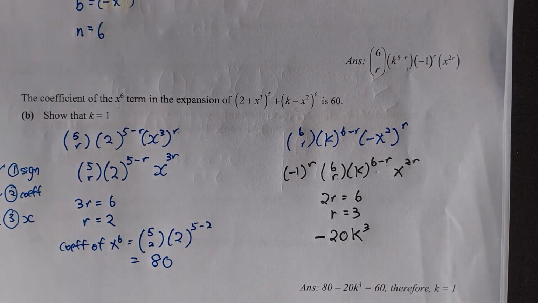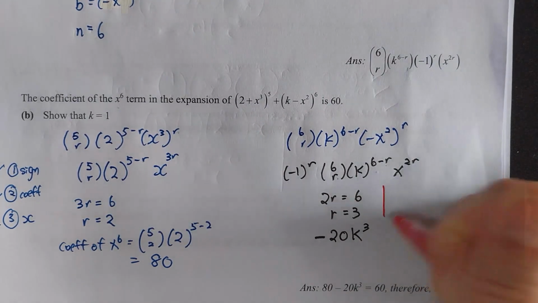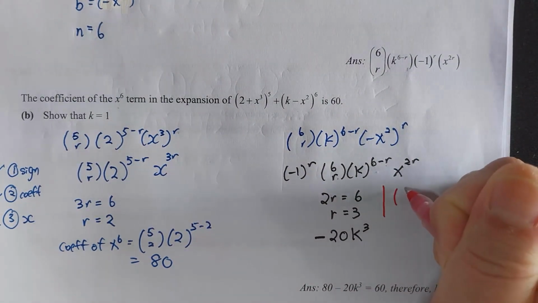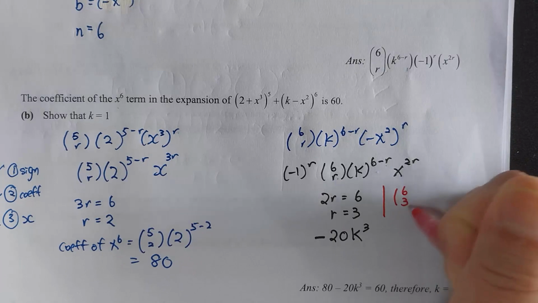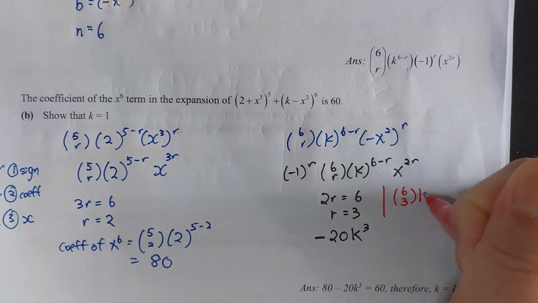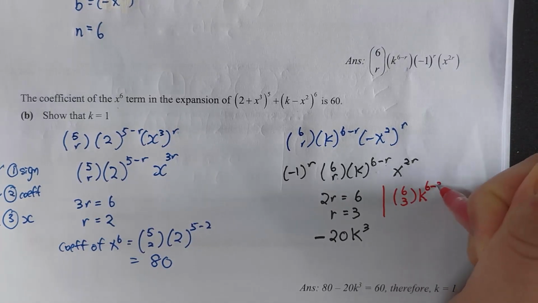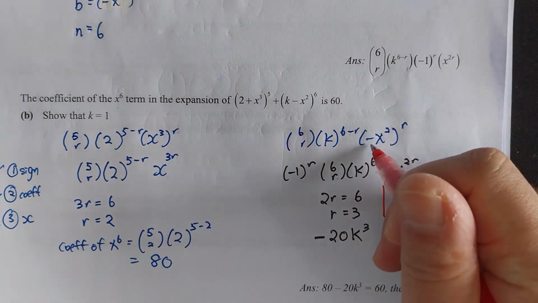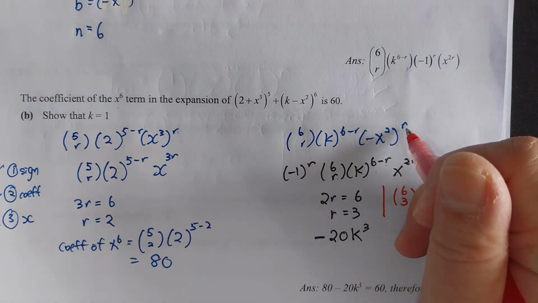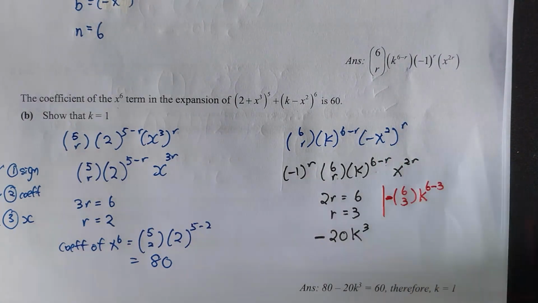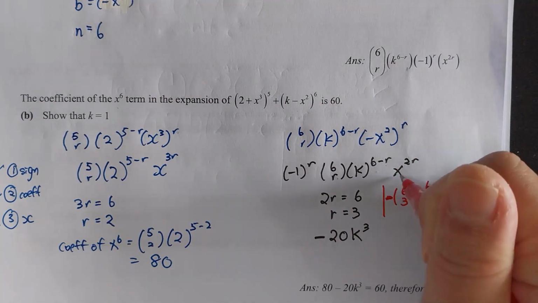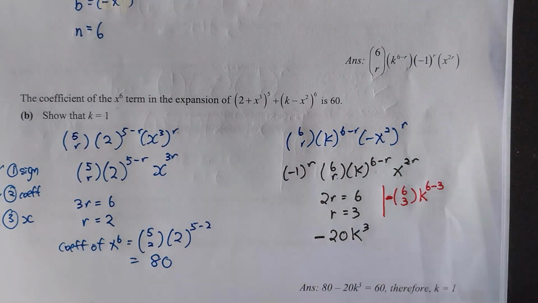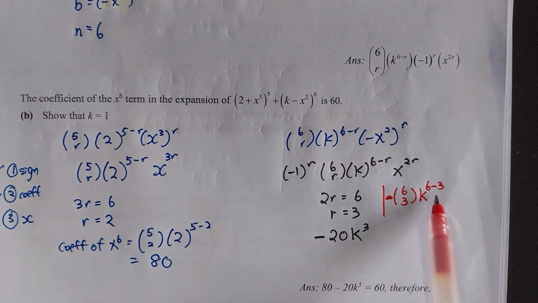So if you're not clear what just happened, all right, I will write it out for you here. What we just did was actually having 6 choose 3, k power 6 minus 3, okay, and there's a negative sign because it's negative 1 to the power of 3. And x is 2 times 3, which is x to the power of 6. So if you work this out, you have negative 20 k power 3.